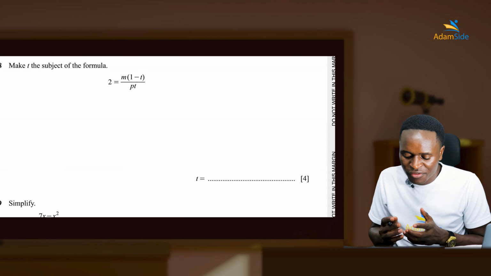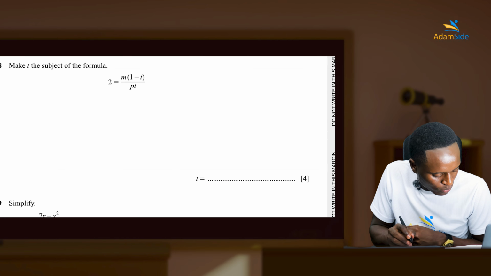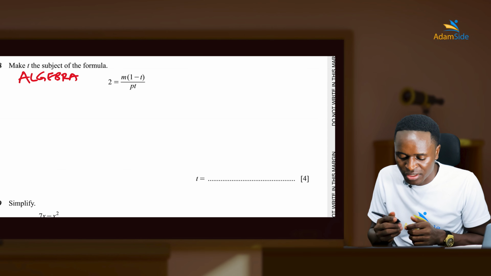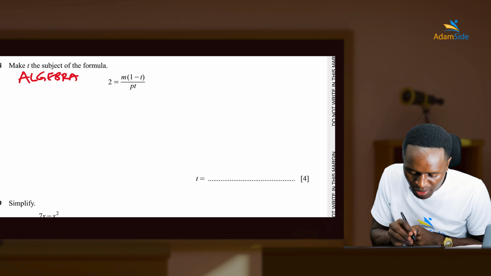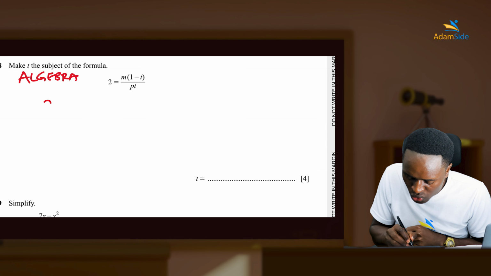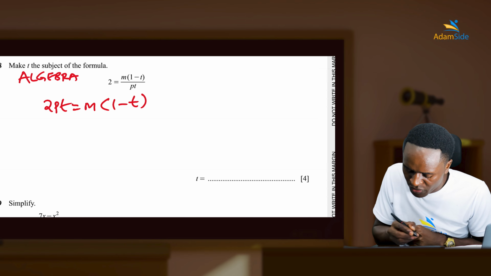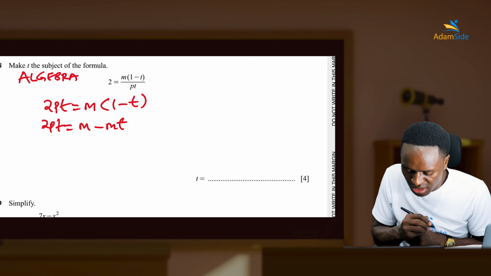Make T the subject of the formula. Very simple. Subject of a formula comes from algebra, knowing algebraic expressions, then rearranging. So we need to make T the subject. You just cross multiply, you get 2pt is equal to m into 1 minus t. Then open the bracket. 2pt is equal to m minus mt.